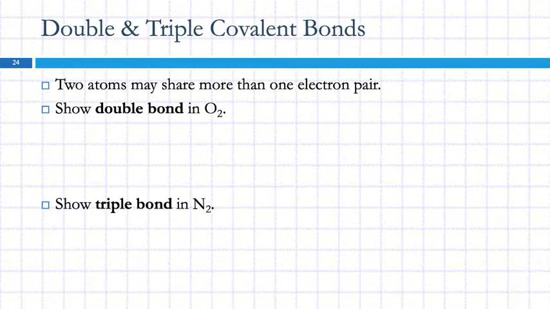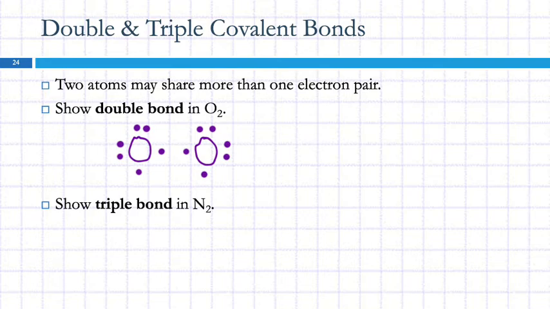Well, you can share more than 1 electron with the other atom. You can share more than a pair. So let's look at oxygen. The oxygen molecule, O2, has 2 oxygen atoms. We've discussed this already. They each have 6 valence electrons. And again, I'm putting them in like that because I know what I want to do with them.